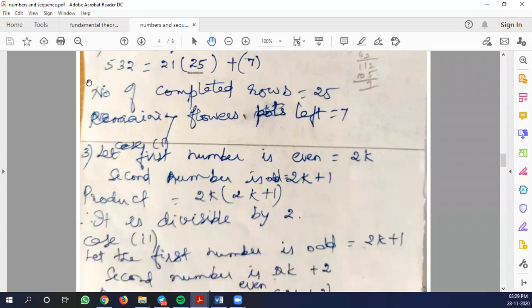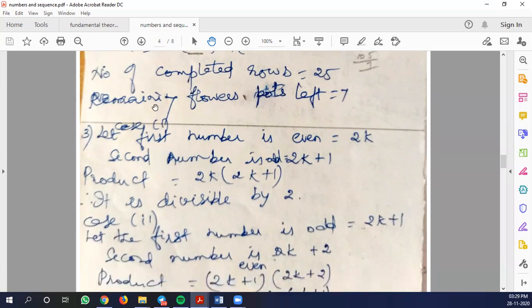Prove that the product of two consecutive positive integers is divisible by 2. Here you have to take two cases. In the first case, let the first number be an even number. Even number means it should be a multiple of 2 only: 2k. 2 ones are 2, 2 twos are 4, 2 threes are 6, like that. The second consecutive number means the number after the first number. That is called a consecutive number.